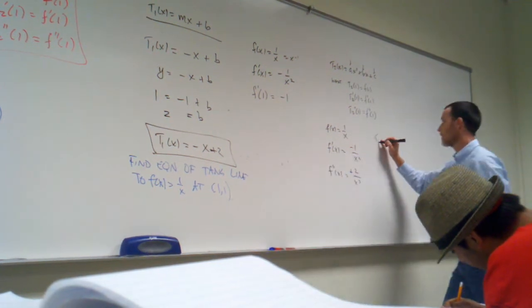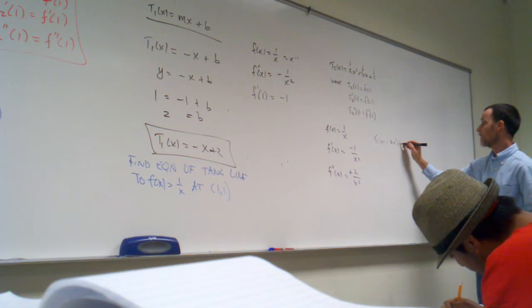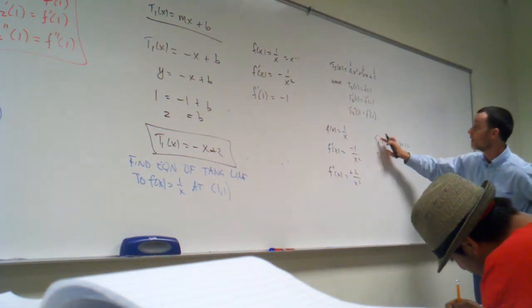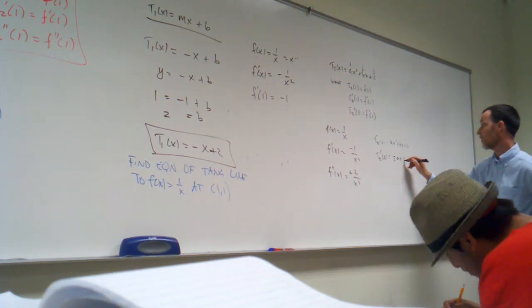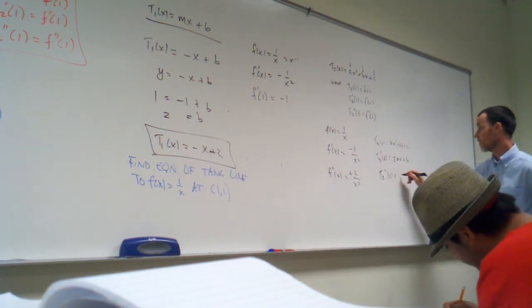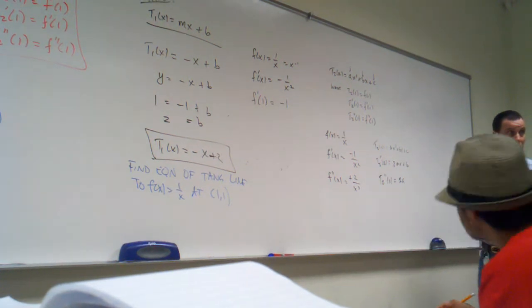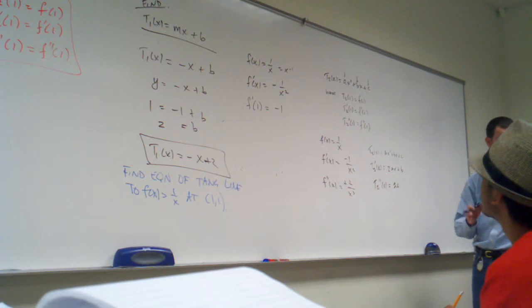T2 of x is ax squared plus bx plus c. T2 prime of x is 2ax plus b. T2 double prime of x is 2a. How am I doing so far in my derivatives? Andrew says they're good. Raven says they're good. Rachel's nodding off.